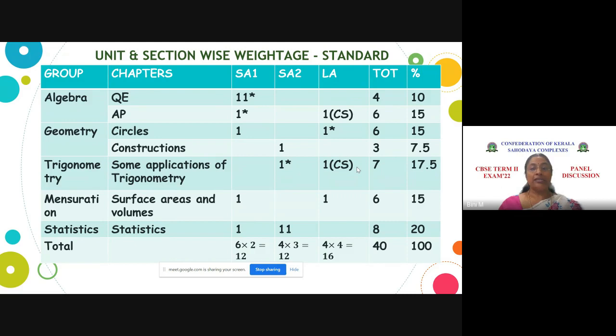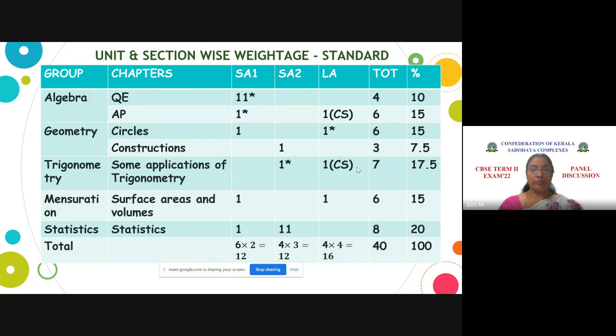And long answer 1 question, 4 marks. Long answer question is a case study question. Total 6 marks. Circles, 1 from short answer 1 and 1 from long answer, which is a choice question. Total 6 marks. Constructions, 1 3-mark question is only there, and applications of trigonometry, 1 3-mark and 1 4-mark.